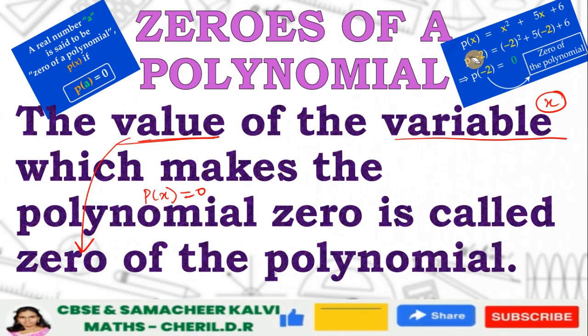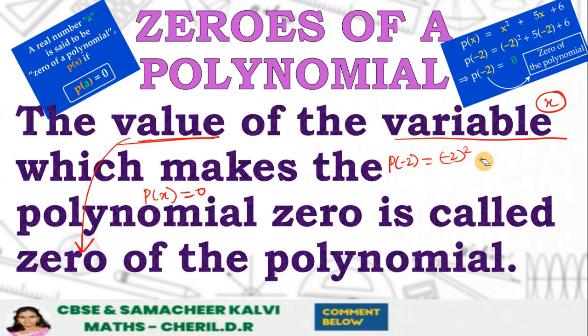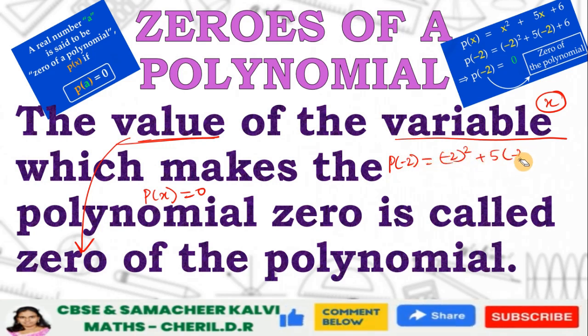Is it clear, children? See, even here you have a number. Polynomial p(x) = x² + 5x + 6. When you put -2, let's do it here also. -2, what will you get? (-2)² + 5 × (-2) + 6. When you do it, 2 × 2 is 4, minus 5 twos are 10, plus 6.